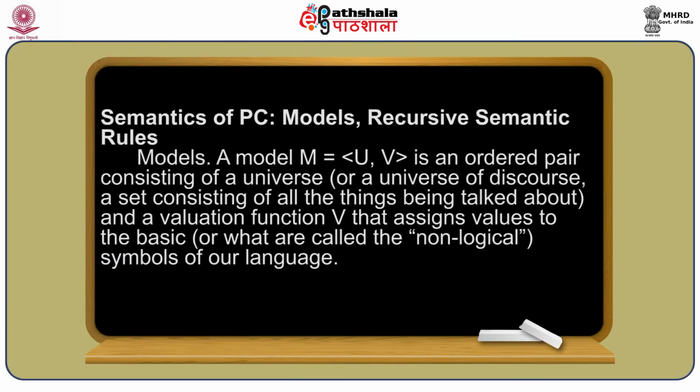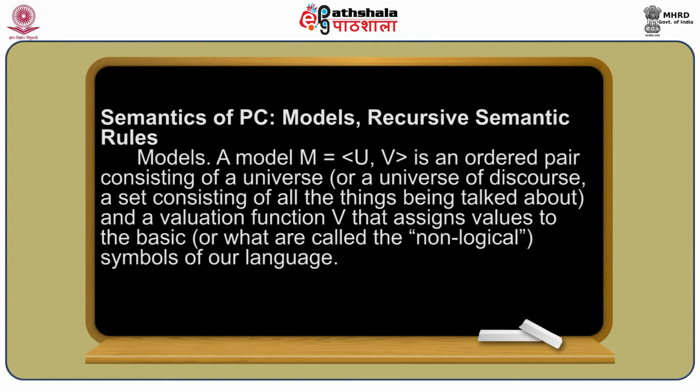Now let's look briefly at the semantics of the predicate calculus. In order to interpret expressions of first-order predicate logic, we use something that we call a model. A model is an ordered pair consisting of a universe of discourse, this is a universe of things, and something that we call a valuation function. A valuation function assigns values to the basic expressions of your logical language. The valuation function assigns values to names. It will assign values to the predicate letters.